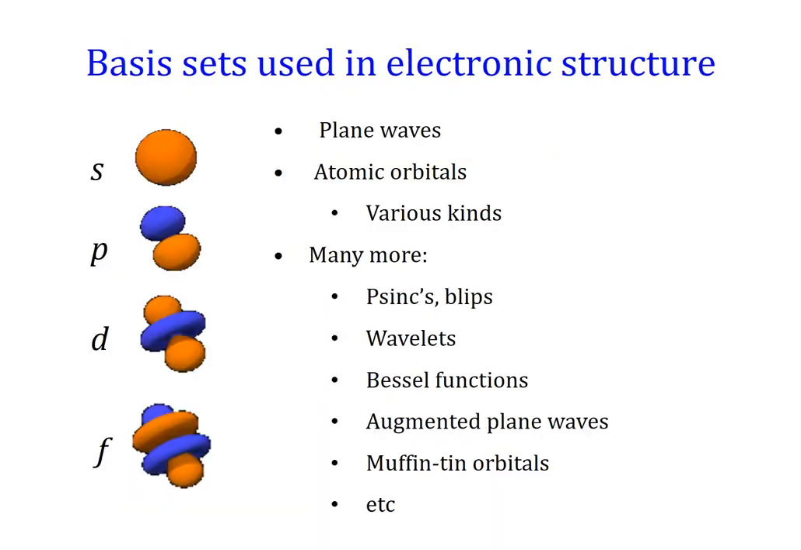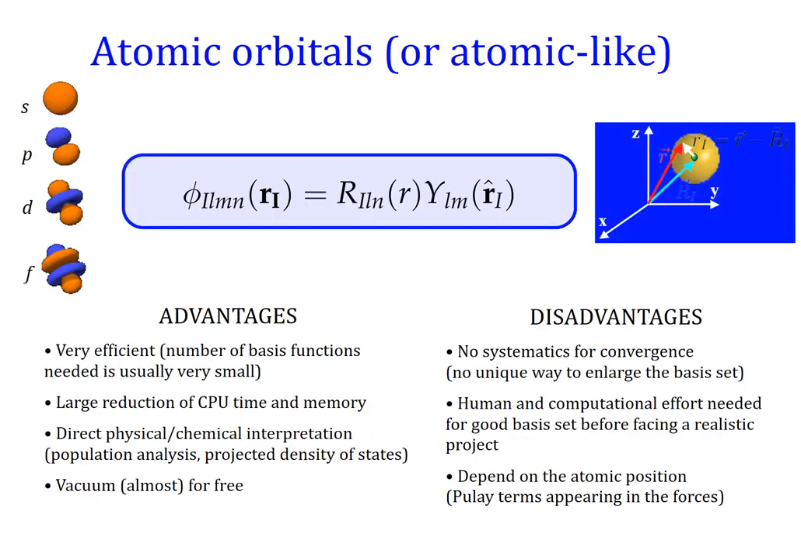The most popular basis sets in electronic structure are plane waves and atomic orbitals, of course, of various kinds. And there are many other basis sets being used, but we're going to concentrate on atomic orbitals. The atomic orbitals themselves are defined as wave functions in real space that are the product of a radial shape, depending on the distance to a center, typically put on a nucleus, but not necessarily. And then there is an angular dependence that is expressed with spherical harmonics as eigenstates of angular momentum.